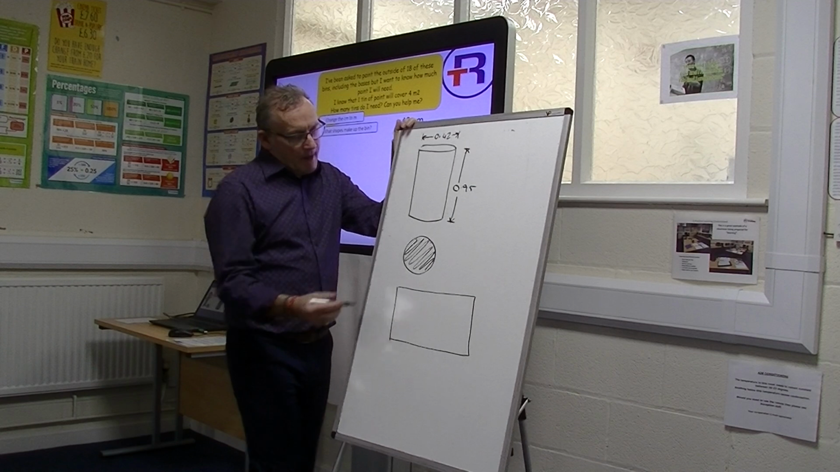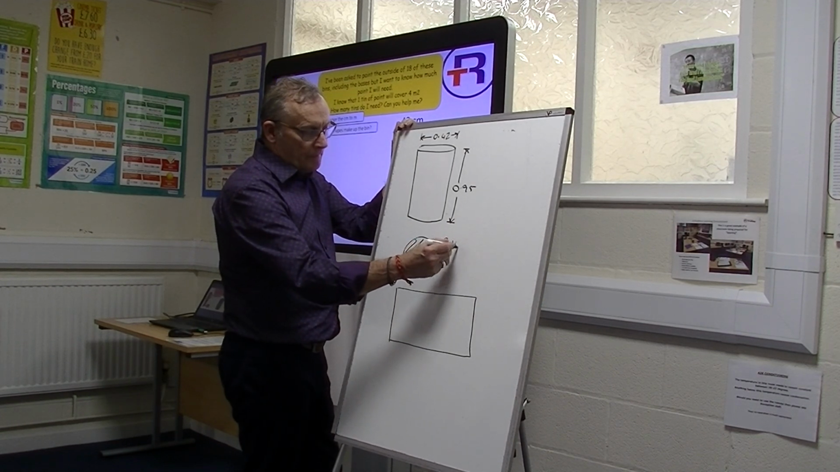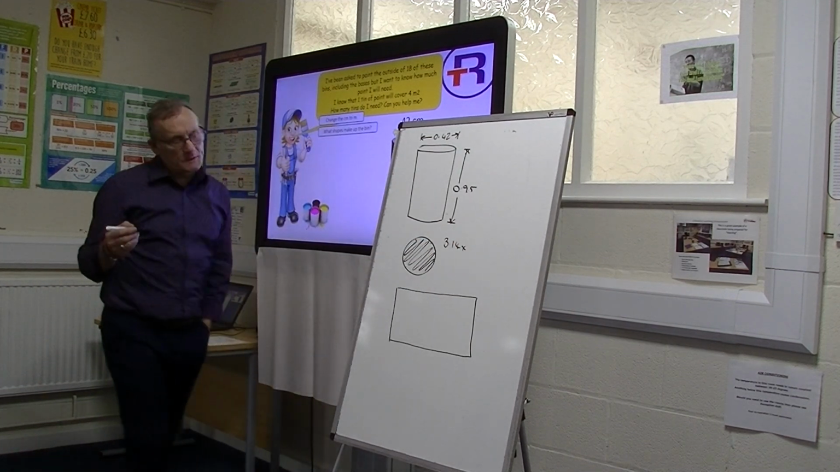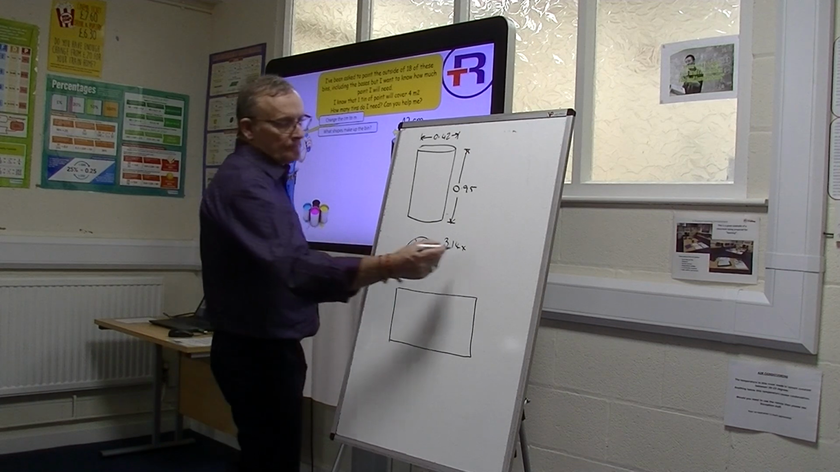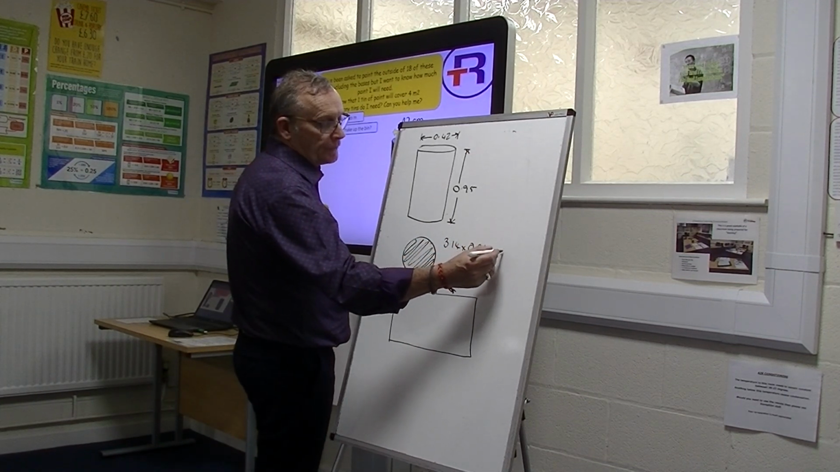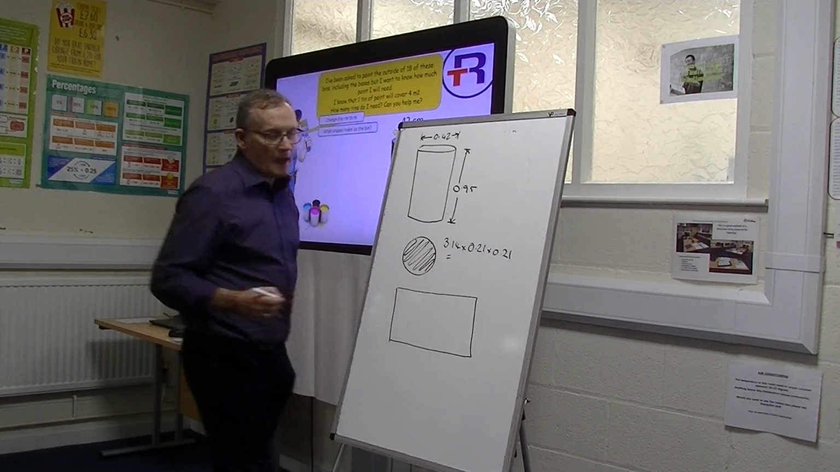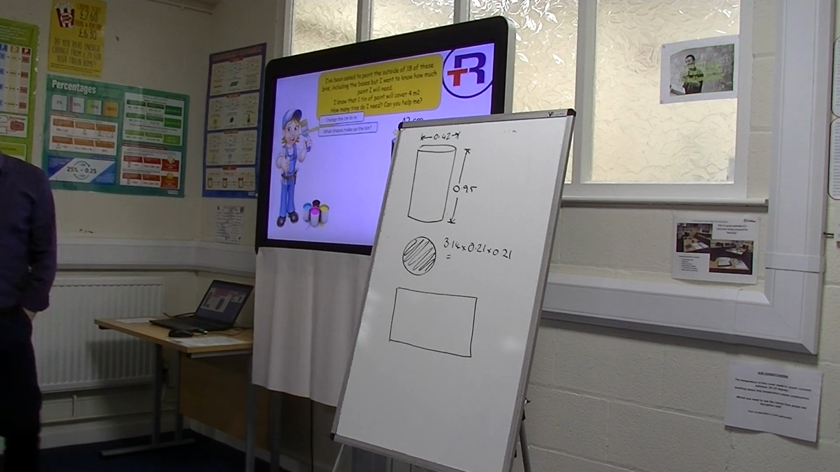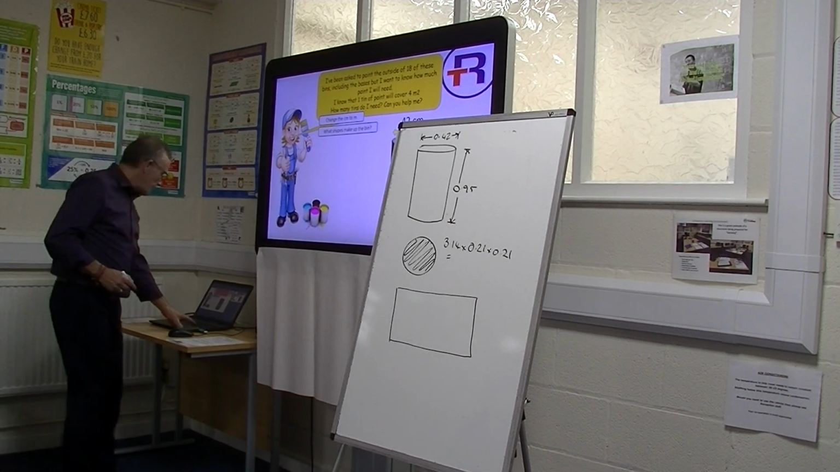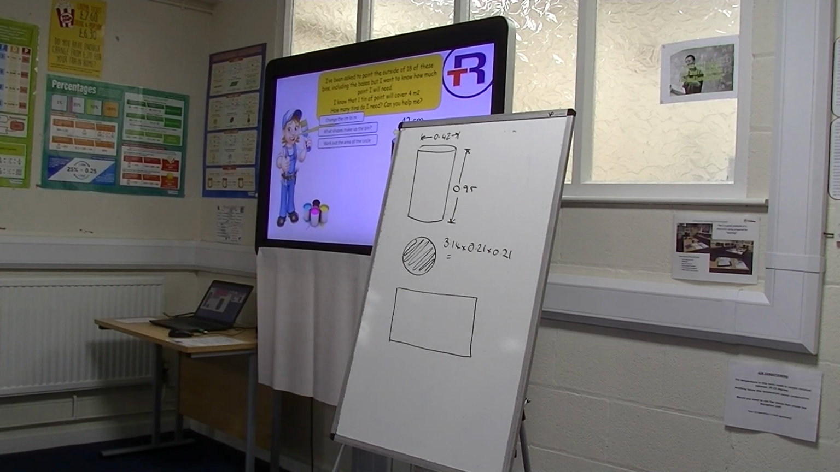We know how to do that. It's the formula, isn't it? It's pi, 3.14 times the radius squared. What's the radius going to be? 0.21. 0.21 times 0.21. That's the radius squared. So what's that going to give us? We're working out the area of the circle.